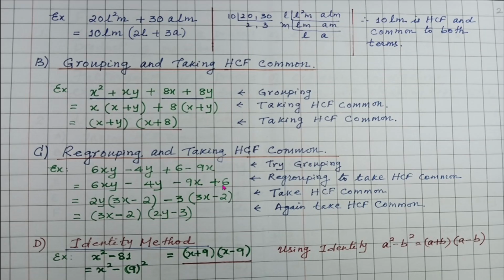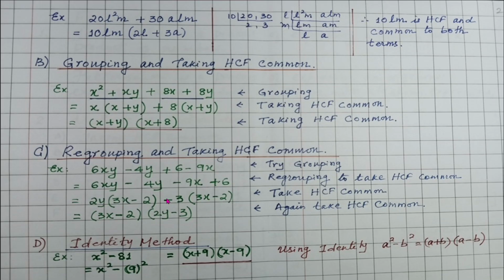Now in this 3 is common, that is the HCF of 9 and 6 is 3, take 3 outside and put the remaining in the bracket. Minus into plus is minus, 3 into 3 is 9x, minus into minus is plus, and 3 into 2 is 6. Remember, when we factorize and then multiply, we should get back the previous step. Then only our method of factorization is correct.